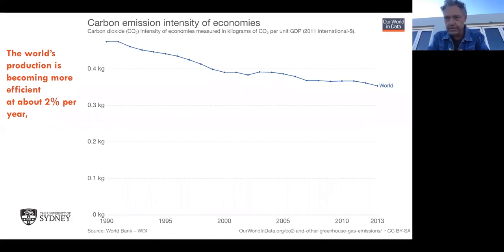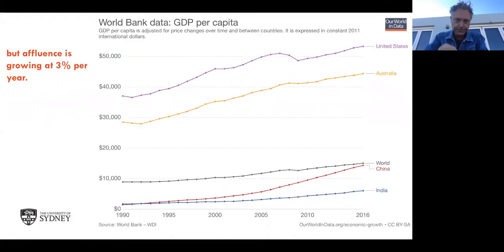And it's very stable over time. That's what our technological improvements have resulted in. But affluence is growing at 3% per year. So this is important to understand for what comes next over the next few slides. If everything held constant, and if you only let technology do its work, we would see emissions decrease at 2% per year. If everything were held constant and we would just grow more affluent, emissions would increase 3% per year. Combine these two processes and you see a net increase of about 1% per year.